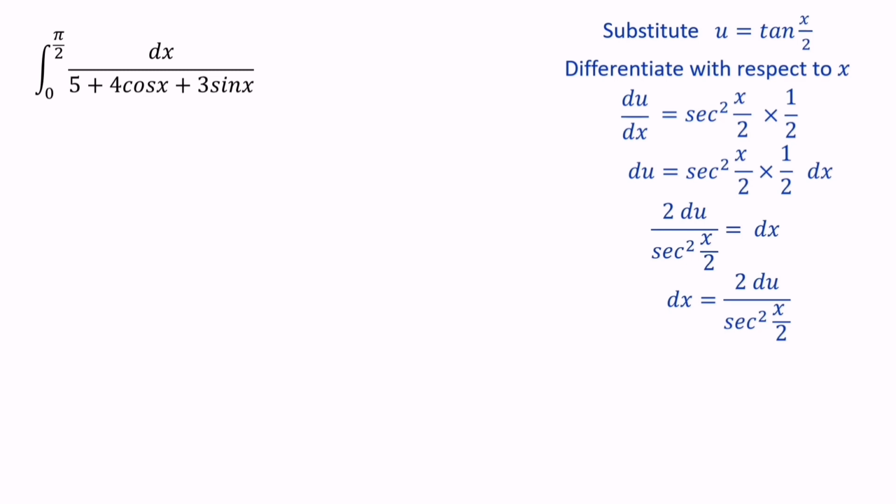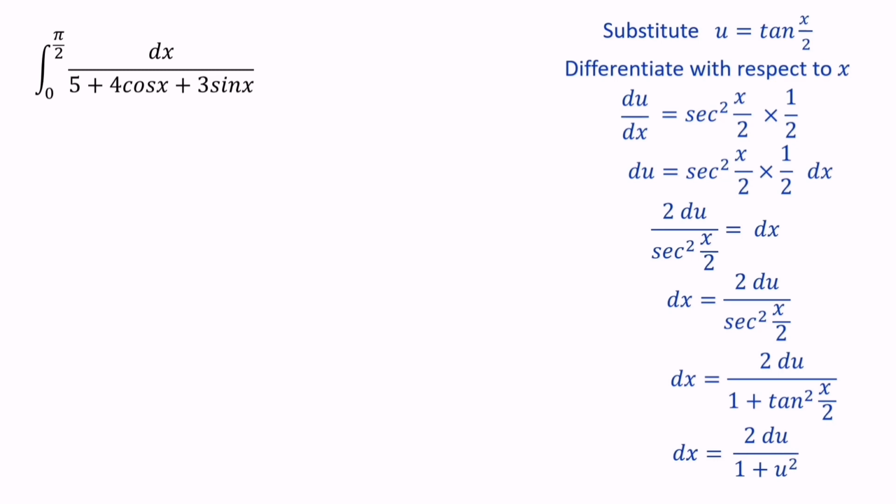We know sec squared x over 2 means 1 plus tan squared x over 2 according to basic trigonometry equation. Instead of tan x over 2 value, we can substitute u. Then we can write dx equals 2 du over 1 plus u squared.